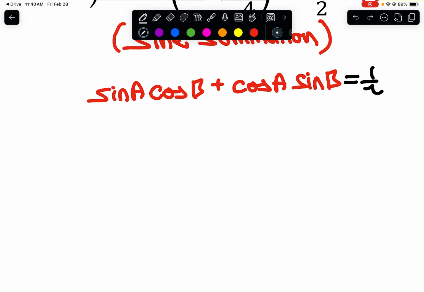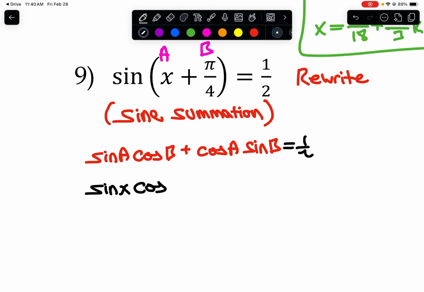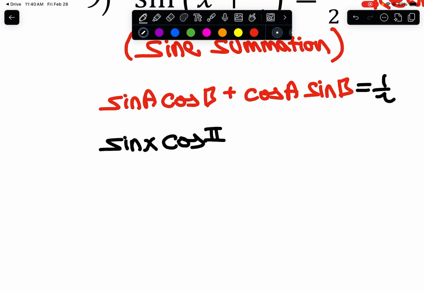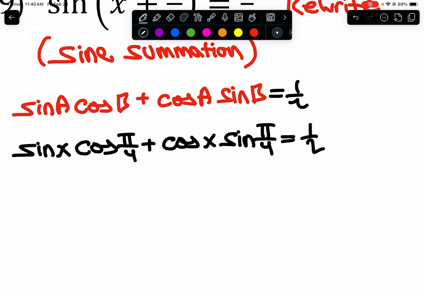So now I'm going to plug in. This is going to turn into sine of x, then cosine of your b value, which is pi over 4. And then we're going to add cosine of your a value, which is x, and then sine of my b value, which is pi over 4. And we're going to set that equal to 1/2.